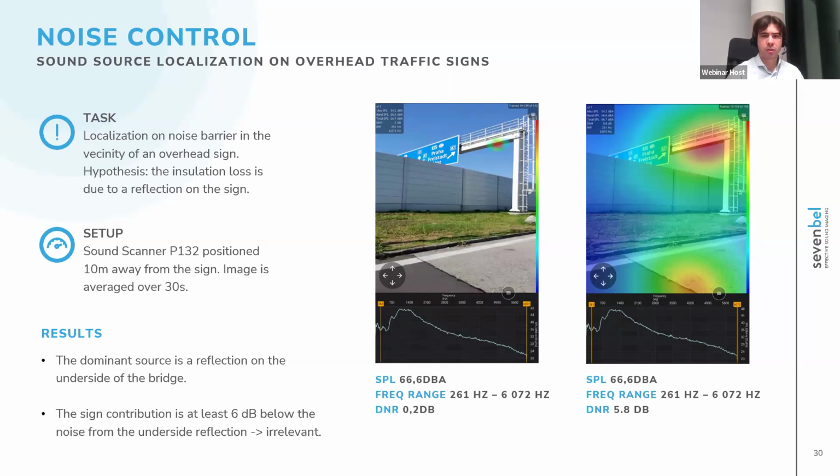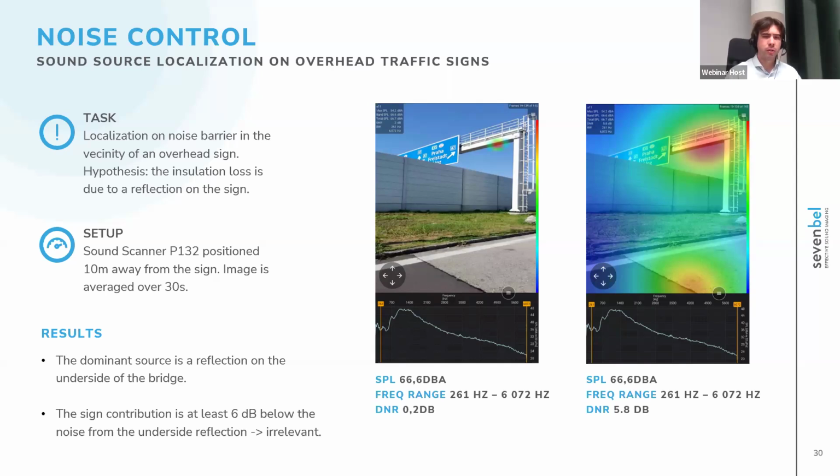We made a quick recording to try to confirm or deny this. And we immediately saw that the source was not located on the sign at all, but it was actually located on the underside of the bridge. So the two pictures that you see on screen right now are the exact same recording. The only thing that changed between the two is the dynamic range. It is not required to make two recordings for this. This is something that you can simply adjust in the analysis phase.